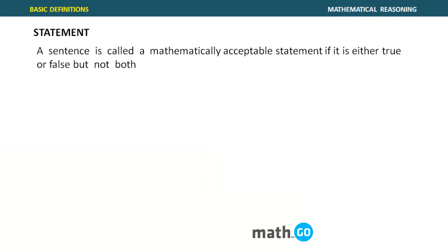So the entire chapter of mathematical reasoning is based on statements, right? So what do you call a statement mathematically? A statement is called a mathematically acceptable statement if it is true or false, but not both. So a statement over which you can debate, that is basically a line over which you can debate, is basically a statement in maths. Whether it could be true or false, that depends, but it cannot have both the properties that it is true and false at the same time.